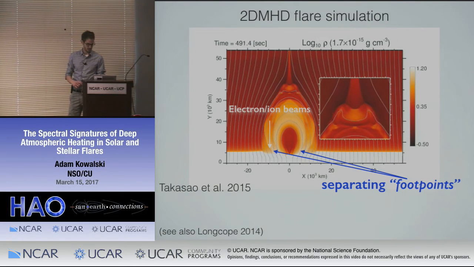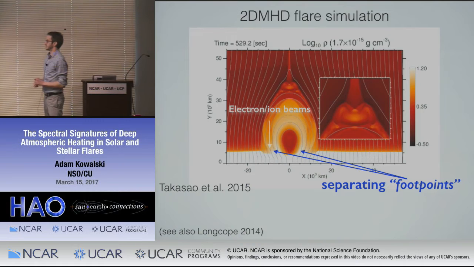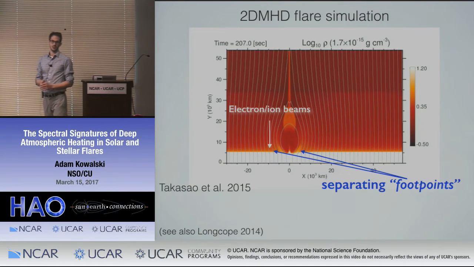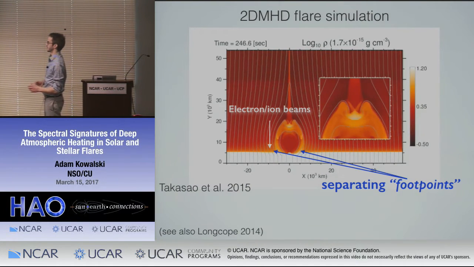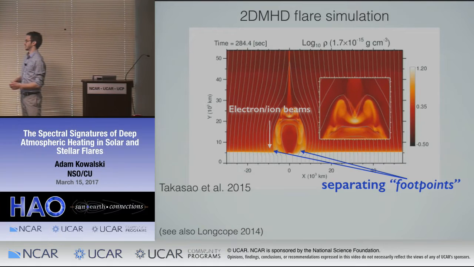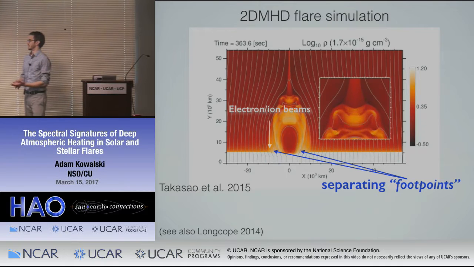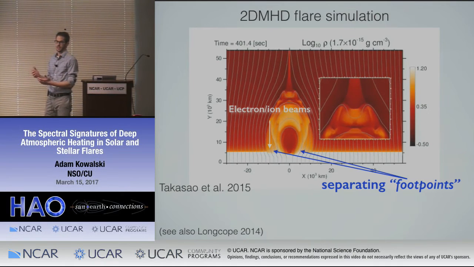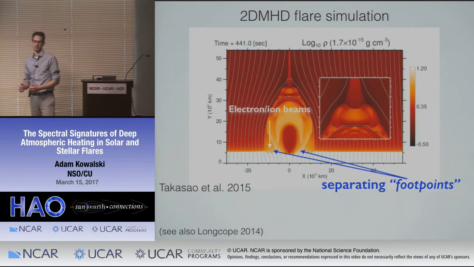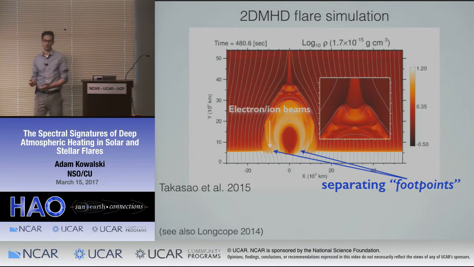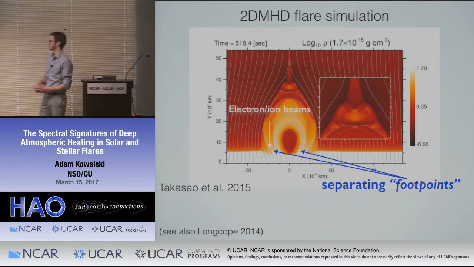I just want to mention that these models don't include accelerated particles. And we know from observations that there's a lot of energy in accelerated particles in flares. So you can imagine that this becomes even much more complicated if you were to put in the accelerated electrons and ions, protons.